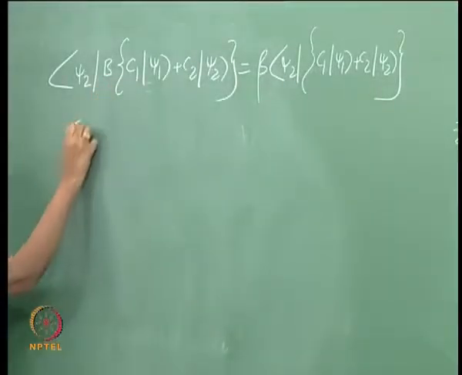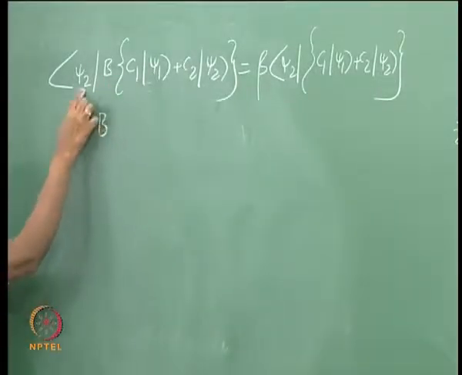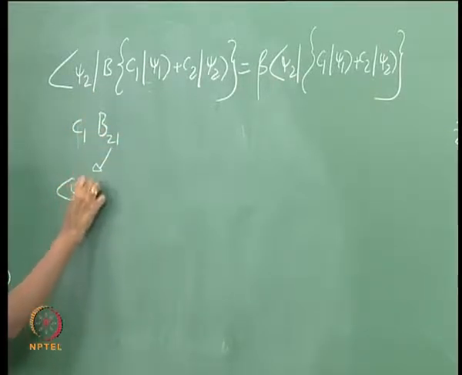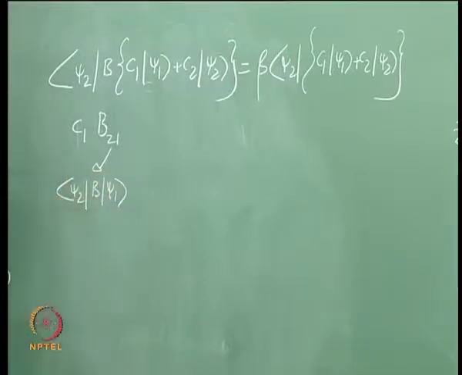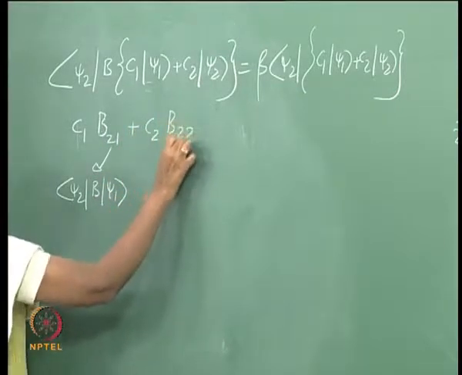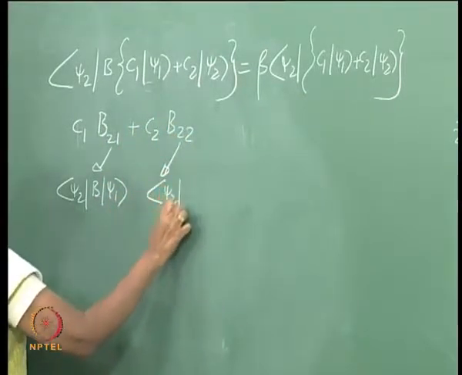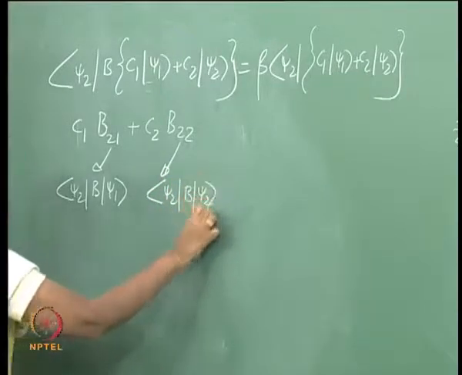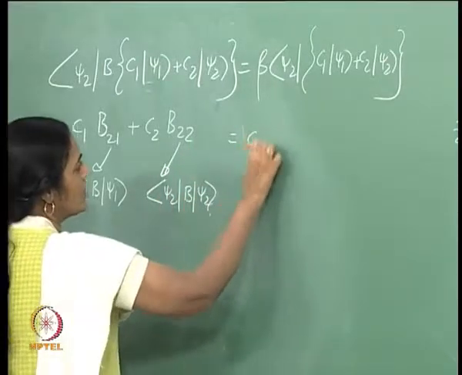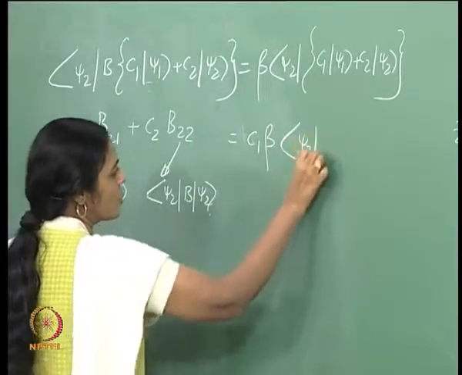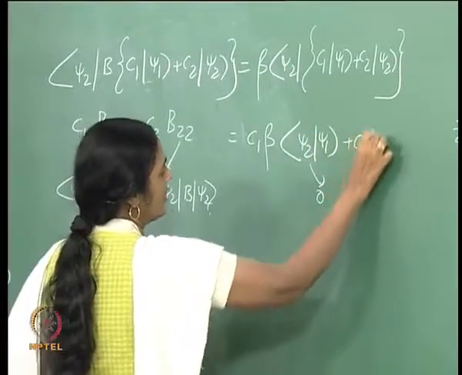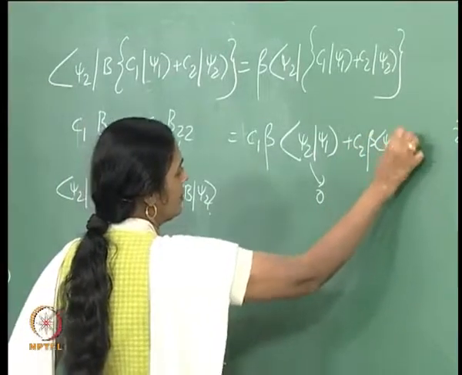Once more, the first term gives me C1 B21, where B21 is simply psi 2 B psi 1 in my notation, plus C2 B22, and B22 is psi 2 B psi 2. This object is clearly equal to C1 beta psi 2 psi 1, but that term is 0, plus C2 beta psi 2 psi 2, but that term is 1.